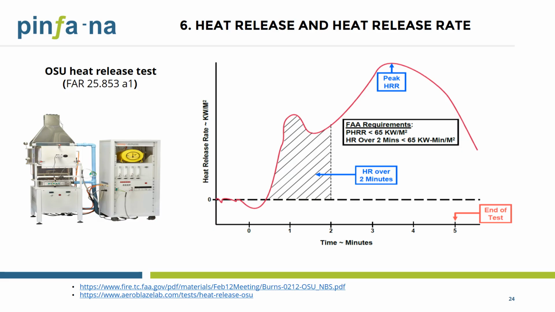It is a pass or fail regulatory test for the heat release requirement of aircraft interior materials. The test samples need to achieve both an integrated heat release in the first 2 minutes of less than 65 kilowatt-minutes per square meter and a peak heat release of less than 65 kilowatts per square meter in order to pass the test. So it's sometimes called the OSU 65/65 test.